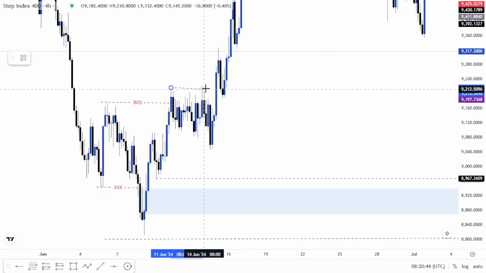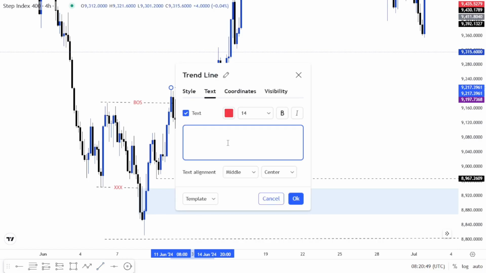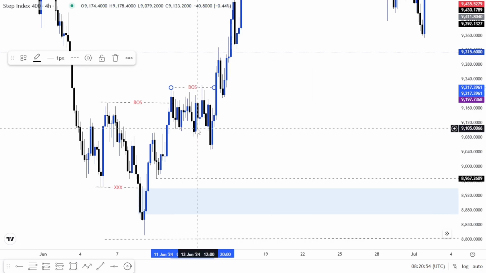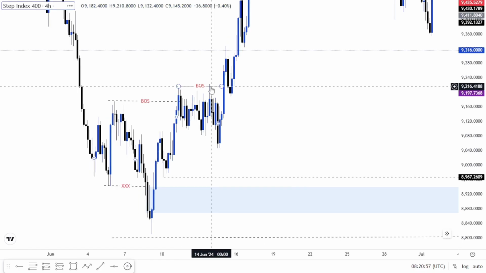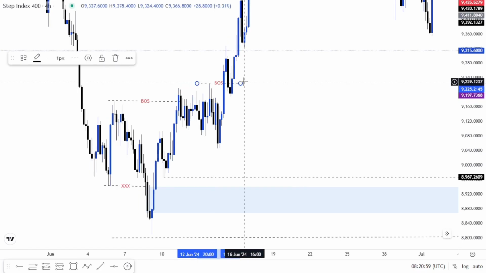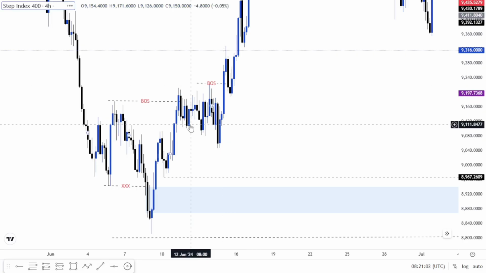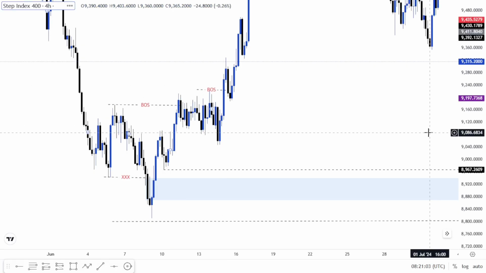Right here we have our second break of structure, which is what validates this trade. We have our second break of structure, which is very clear and obvious, and anybody can identify that. So now let's recap.